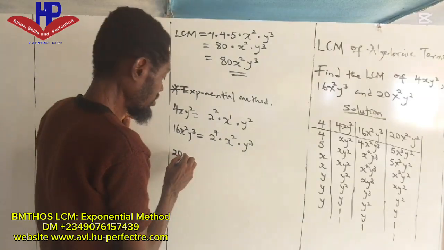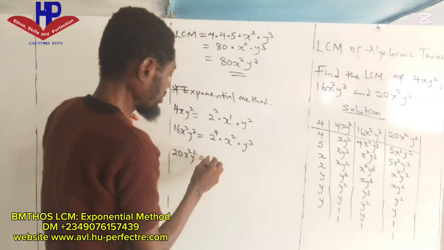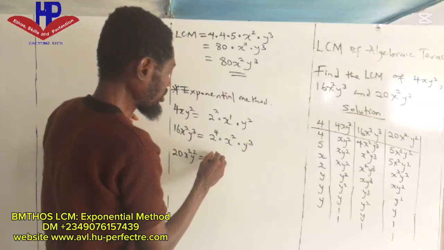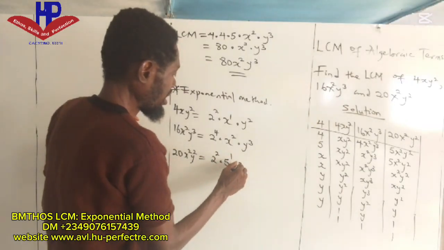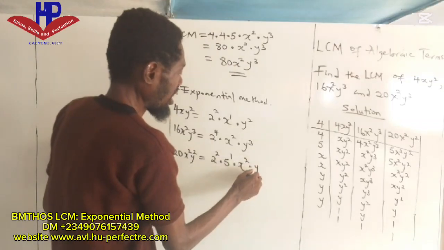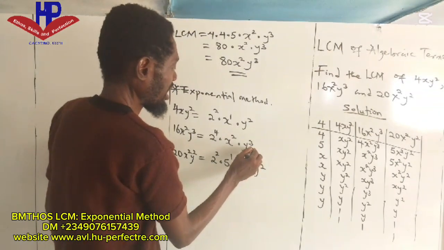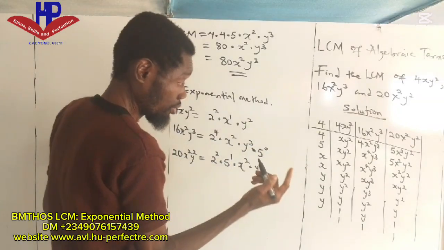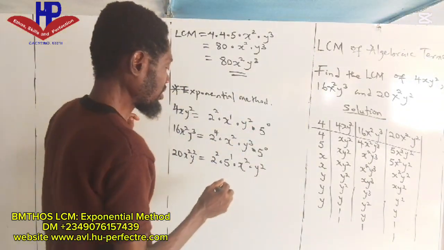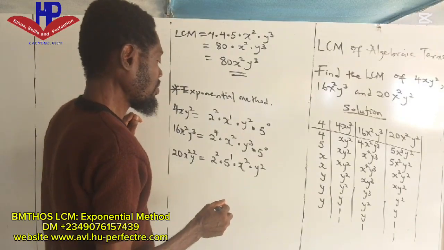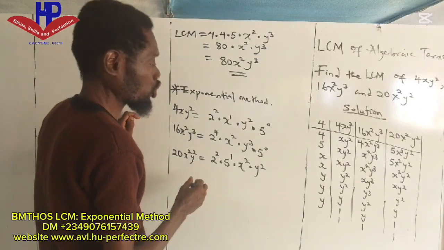20x squared y squared is written as 2 raised to the power 2 times 5 raised to the power 1 times x to the power 2 times y to the power 2. There's no 5 here, I will add 5 times 5 to the power 0. There's no 5 here, I'll add 5 times 5 to the power 0. Now they all have 5, they all have x, they all have y, they all have 2.